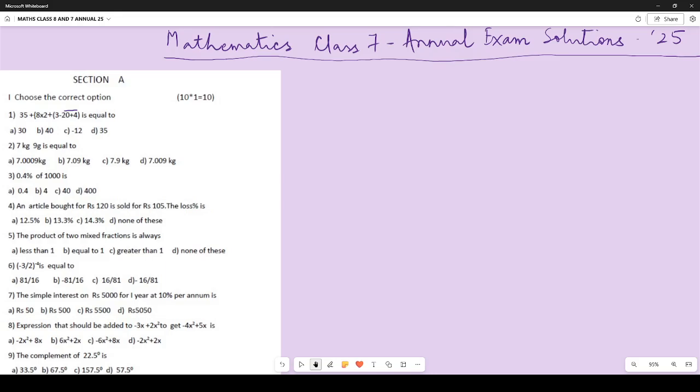Hello everyone, so let us take up the solutions for class 7 annual examination mathematics. Let us take up this first question now.